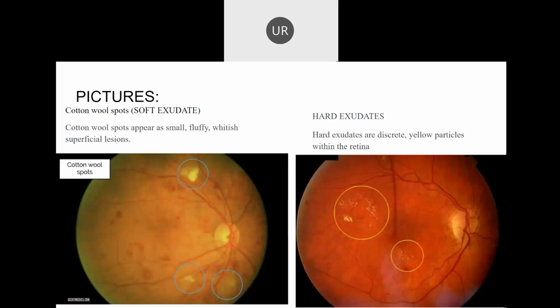And the next is for the exudates. We have soft and hard exudates. The soft exudates are the cotton wool spots, which appear as small fluffy whitish superficial lesions on the fundoscope image. And the hard exudates are discrete yellow particles within the retina. Next, please.